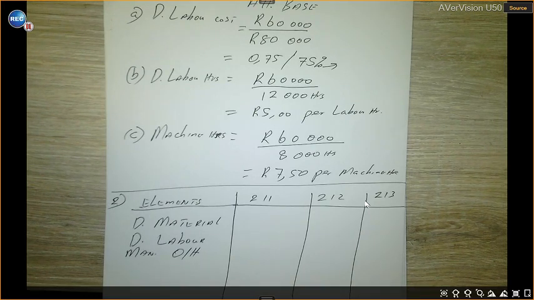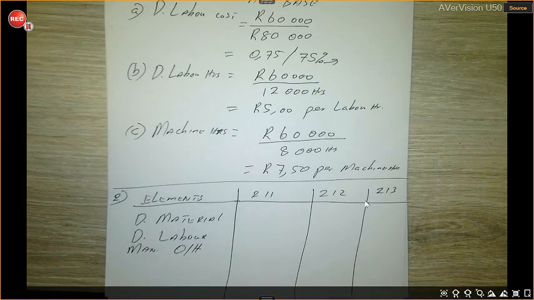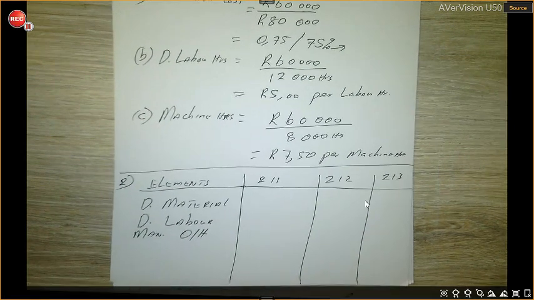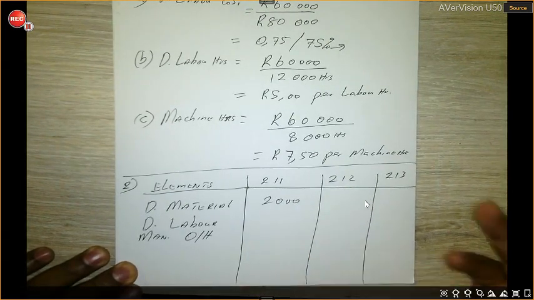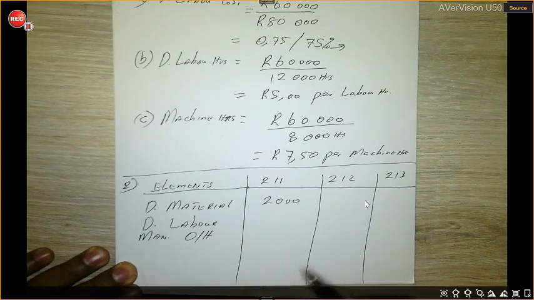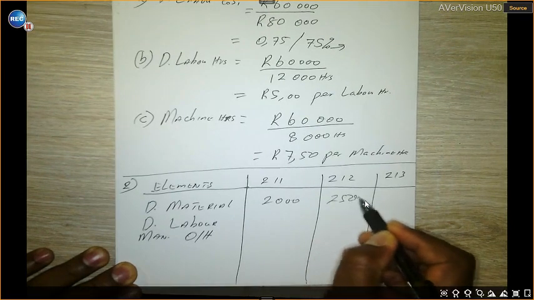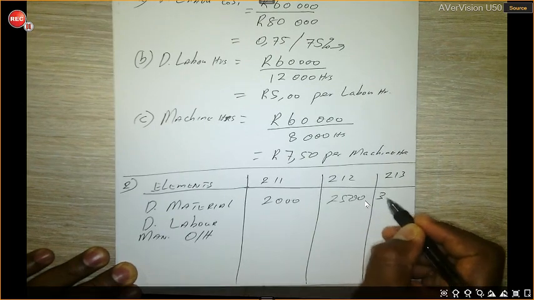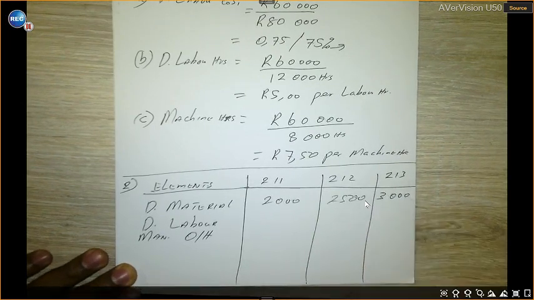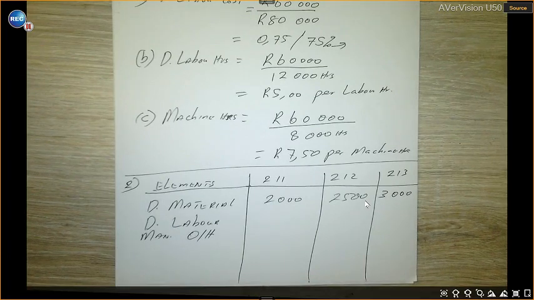This is quite easy when it comes to the material, and this is when you pay your attention or your focus on the actual information. So when you look at the actual information, for job 211, what's your direct material there? It's 2,000 rands. Direct material for job 212 is 2,500. Direct material for job 213 is 3,000 rand. Quite easy. It's a copy and paste, 3 marks if you like.